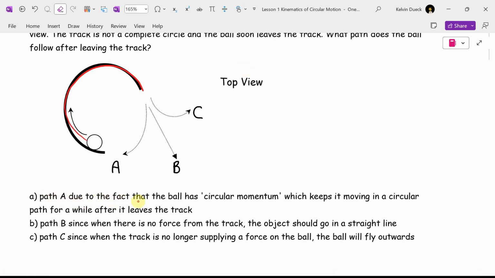Path A, due to the fact that the ball has some circular momentum, which is going to keep it moving in a circular path for a while after it leaves the track. Or path B, because there's no force from the track, the object's going to go in a straight line at steady speed. Or path C, because when the track is no longer supplying a force, the ball will fly outwards. Let's vote. Who says, I think it's path A, Mr. Dueck? It's going to keep moving in a circle.